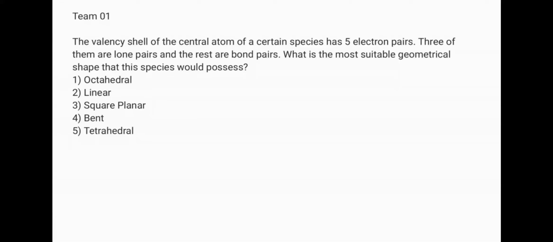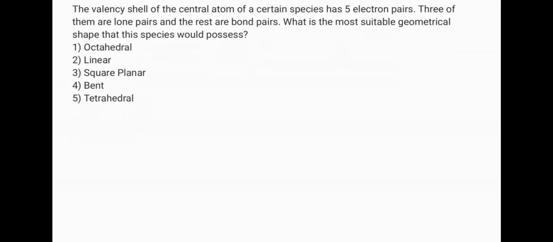Now here is the question, now we can answer. The valence shell of a central atom of a certain species has 5 electron pairs. 3 of them are lone pairs and the rest are bond pairs. What is the most suitable geometrical shape? My name is Oshada. The answer to that question is linear. Yeah, correct.